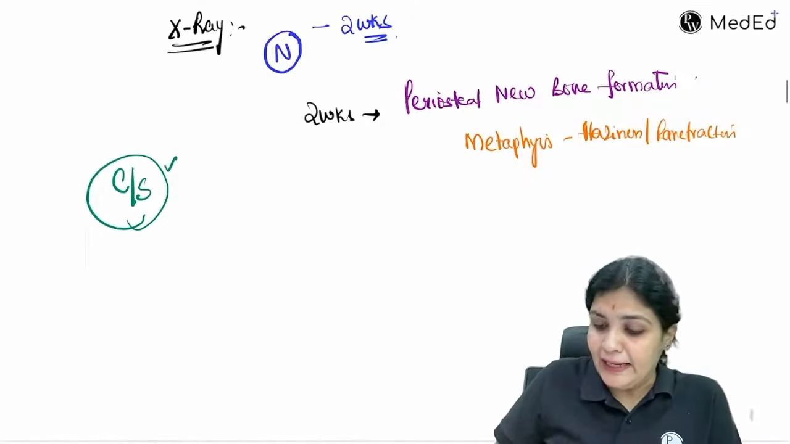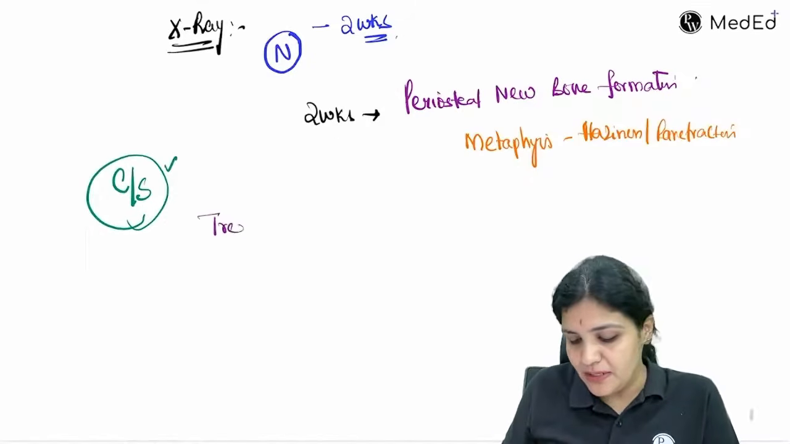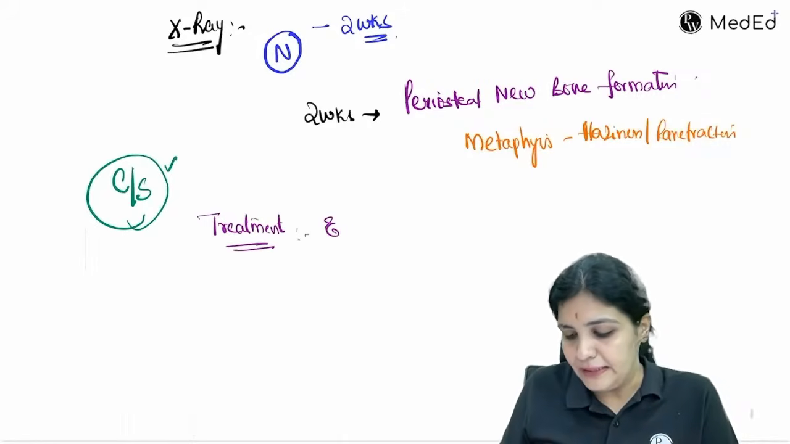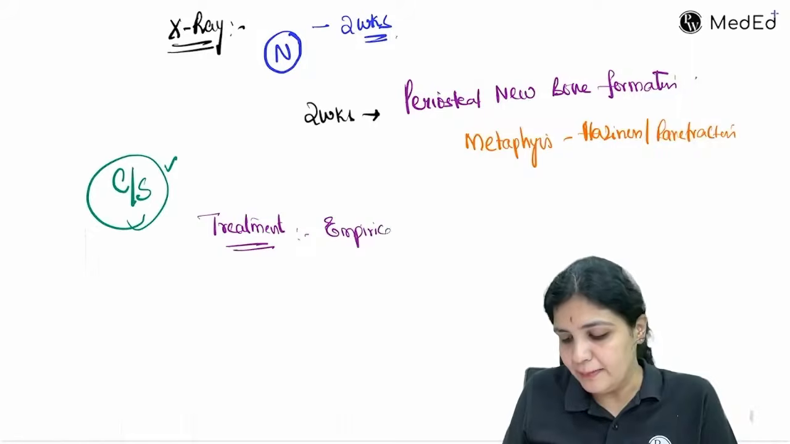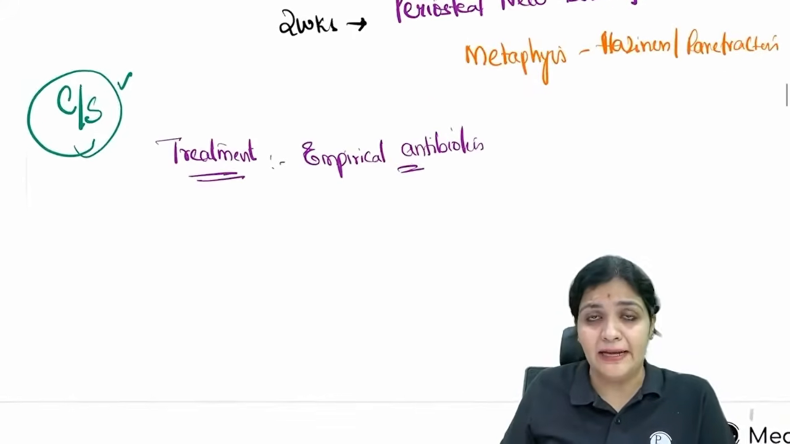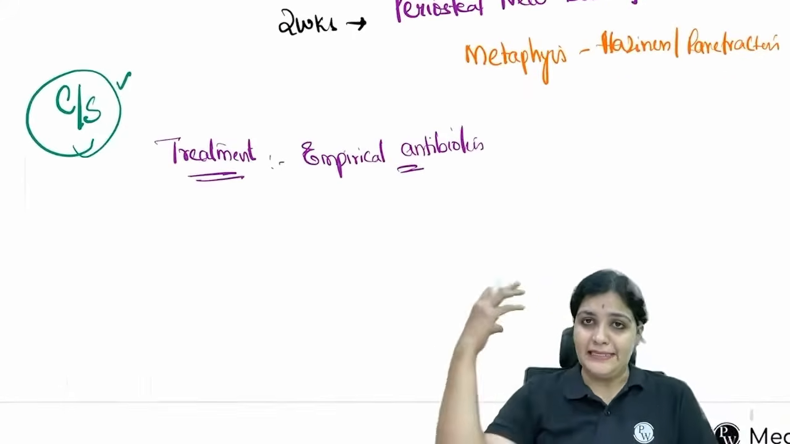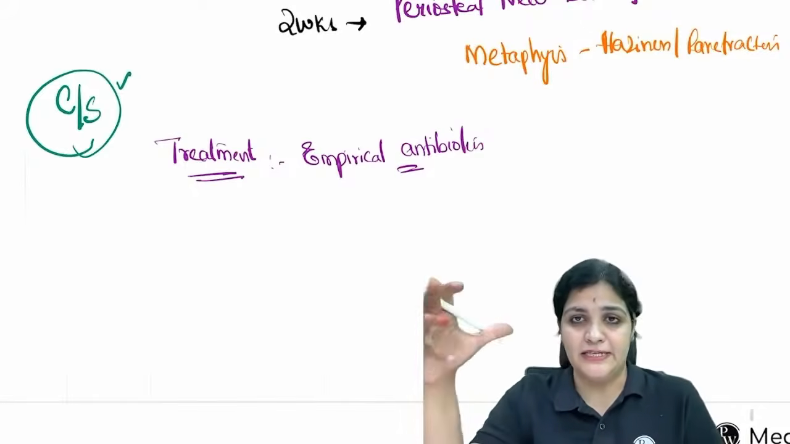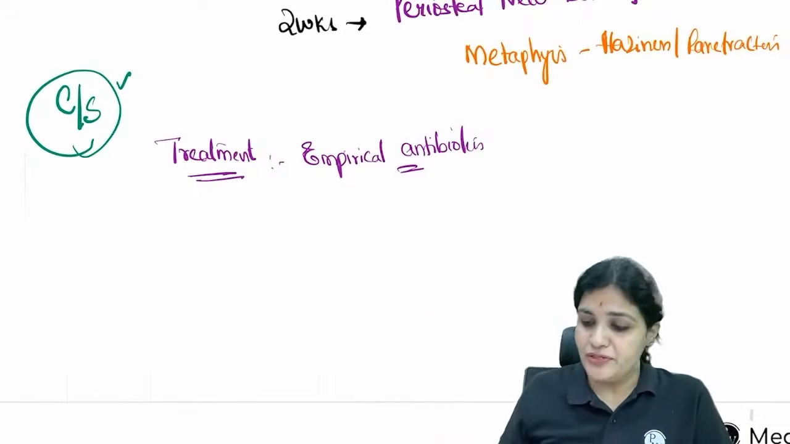And you can also send it for culture and sensitivity. And then what is the treatment? Treatment is always empirical antibiotics, right? So here you should always start the antibiotics before the x-ray new bone formation, before the culture sensitivity reports have come. So how are you going to start the antibiotics?